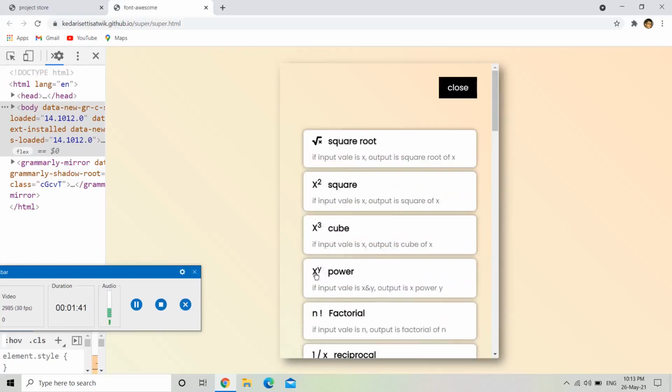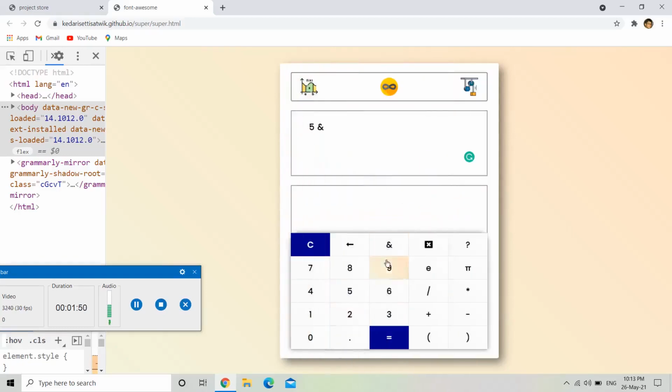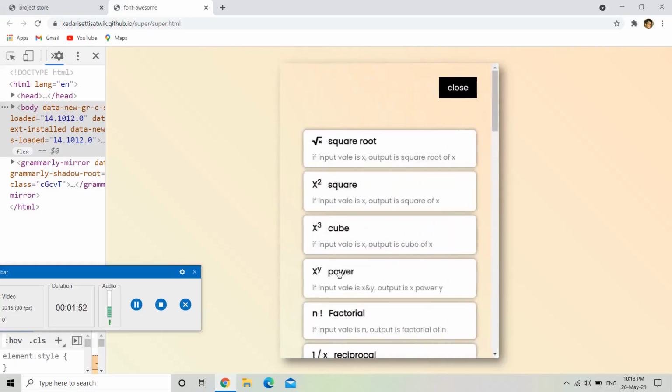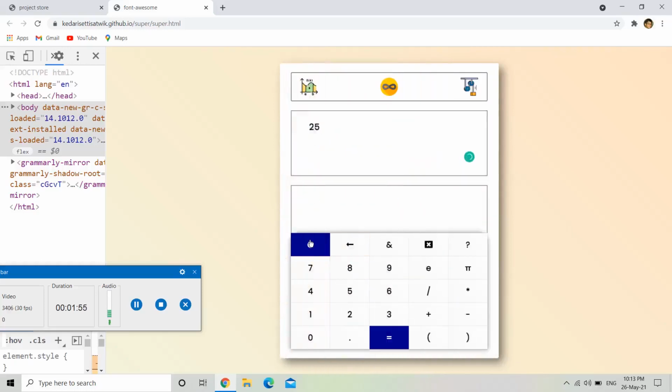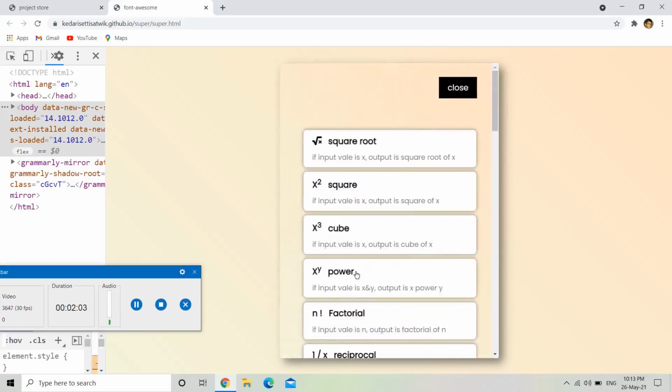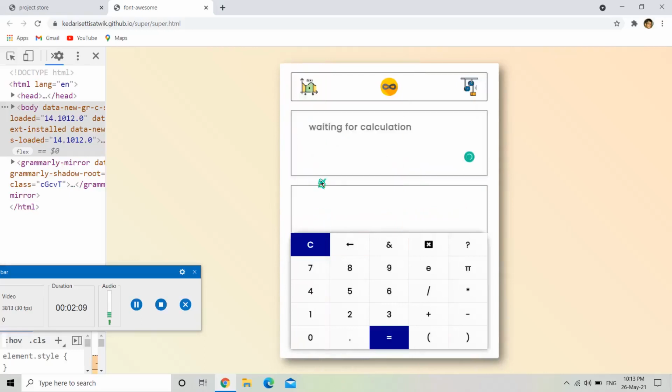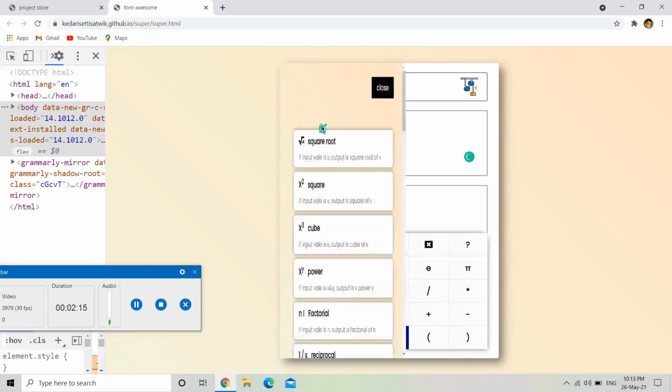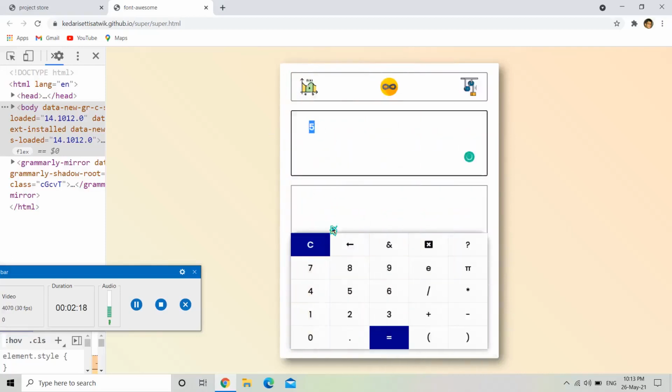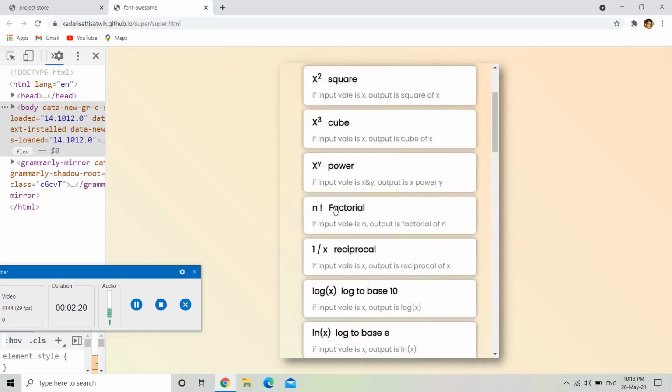And here is something interesting, x power y. If the input values are x and y, the output value is x power y. Means if I write 5 and 2 and click on this button, we will get 5 square. But if we write 8 and 1 by 3, by clicking on this button we will get 8 power 1 by 3, means cube root of 8, which is 2. Yes, it works.